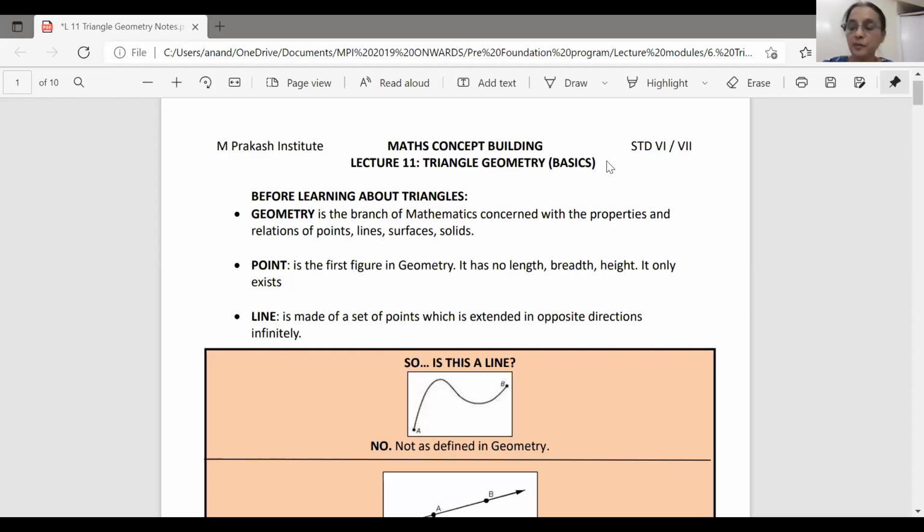That time you can sit with your geometry box, as it is going to make you do so many things for which you will be needing your geometry boxes and scales and whatnot. So today, let us take a very quick look.